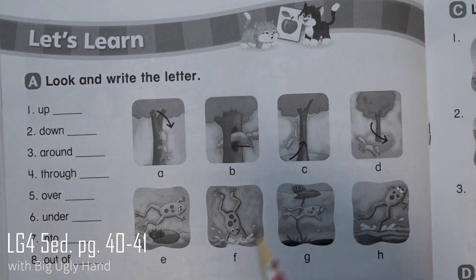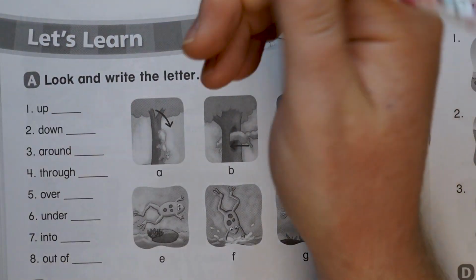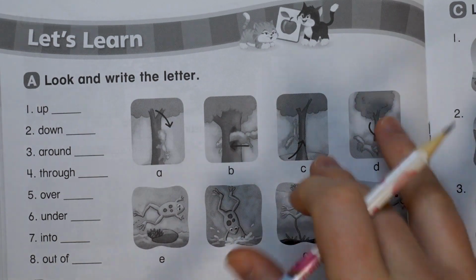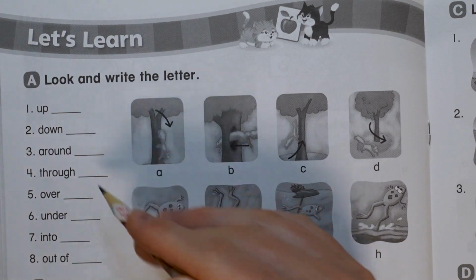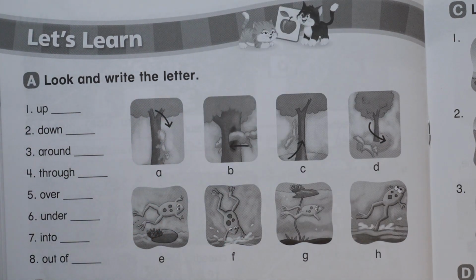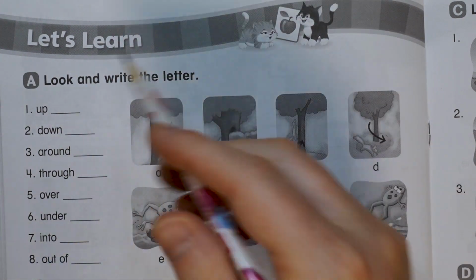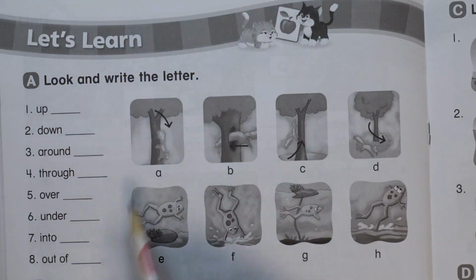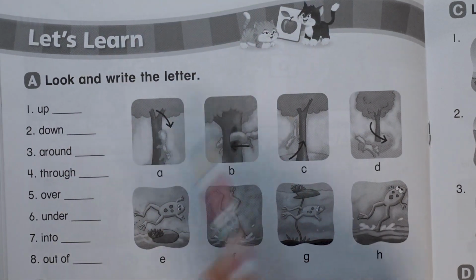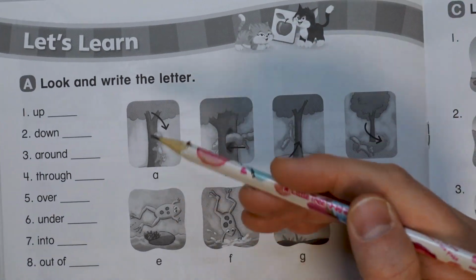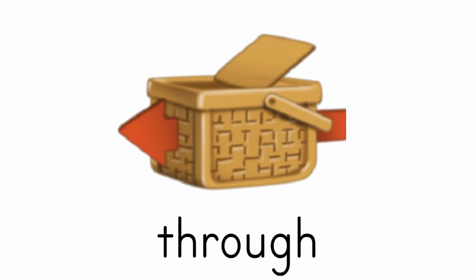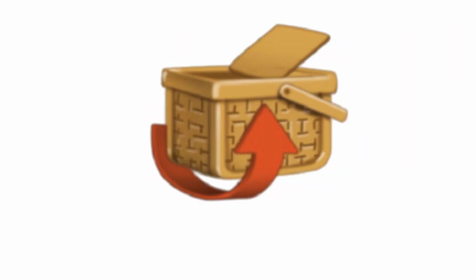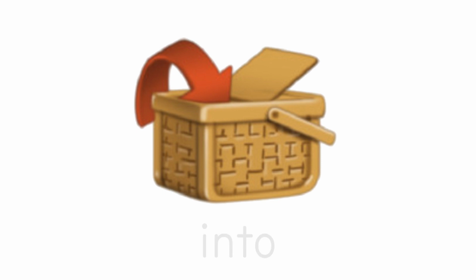Okay, and these are pages 40 and 41 of the Let's Go 4 workbook. On these pages, we first learned some special words that told us how people can move. All of these words were nice opposites, so they were a little bit easy to remember. In our student books, they had picnic baskets and they looked like this. Around. Through. Over. Under. Into. Out of.